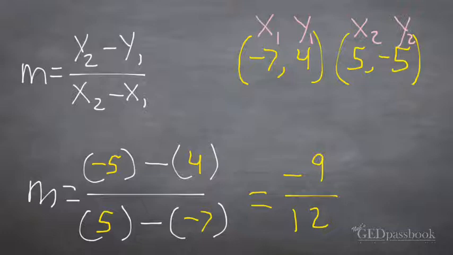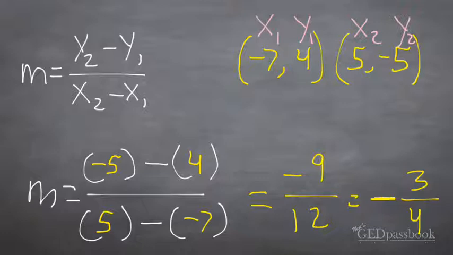So guess what, my friends? There is your slope. -9 over 12 is the same as saying -3 over 4. And yes, the slope, the negative sign will be in the middle because either it's a -9 over 12 or a +9 over -12 still gives you a -3 over 4. My apologies.